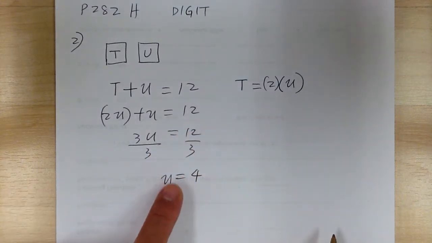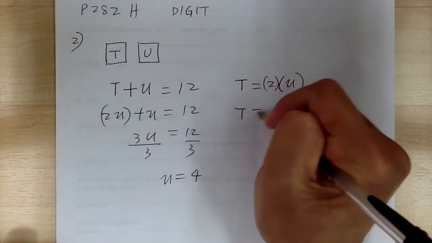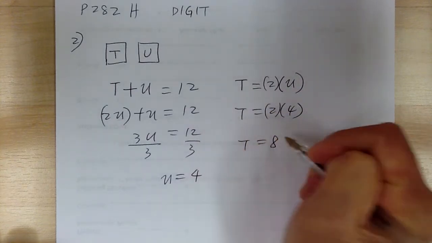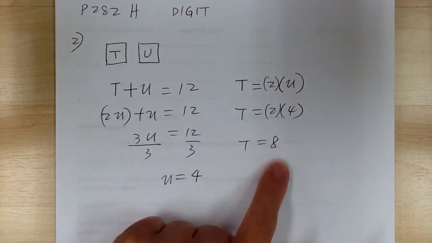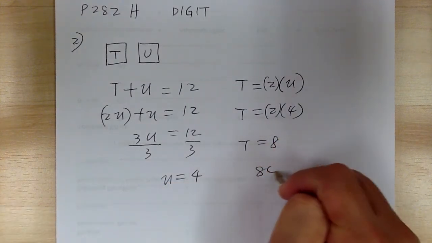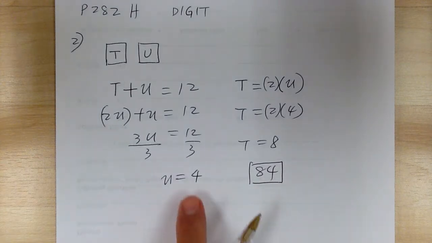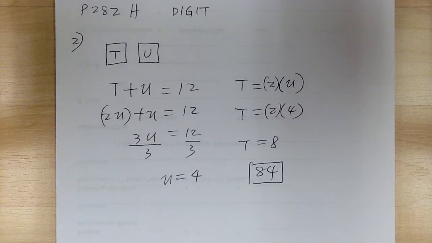Now don't box that yet, because that's not the final answer. So U equals 4. You come over here and solve for T. So T equals 8. Now you have to answer the question. What is the number? Well, the 10th digit is 8, the unit digit is 4, therefore the number would be 84. And 84 is your final answer. So again, do not box the U, do not box the T, because those are only digits.